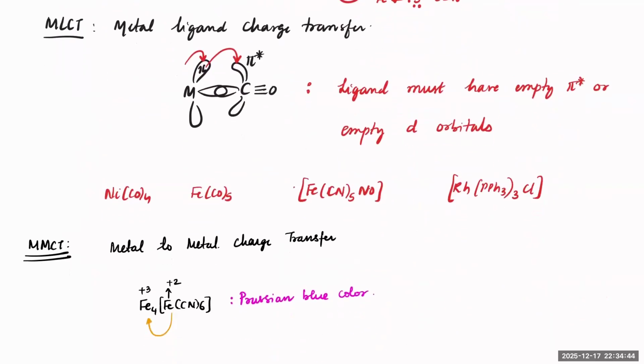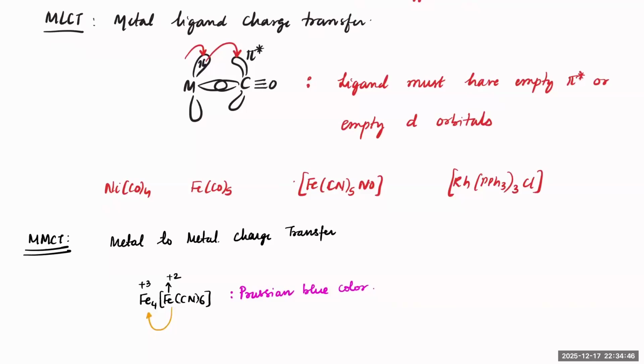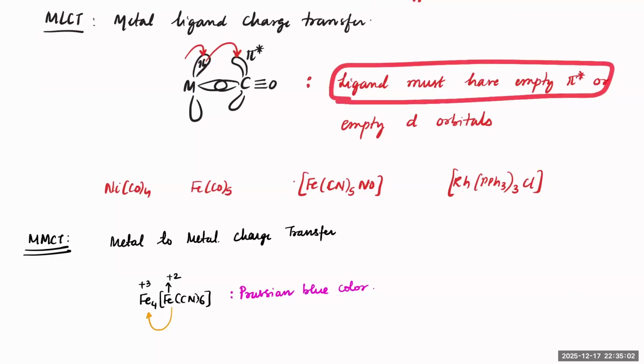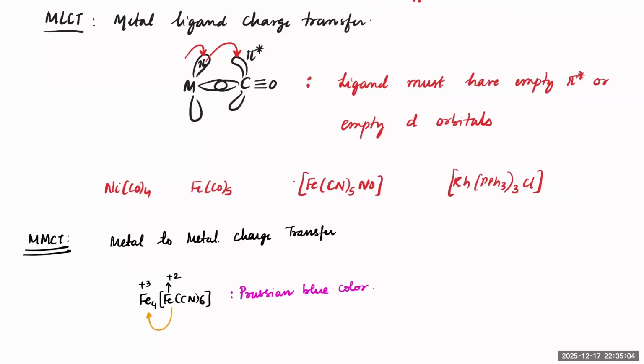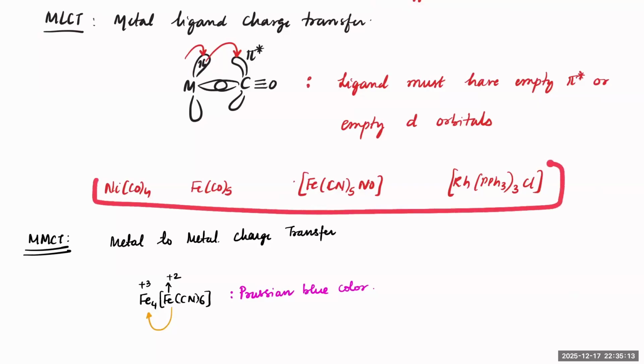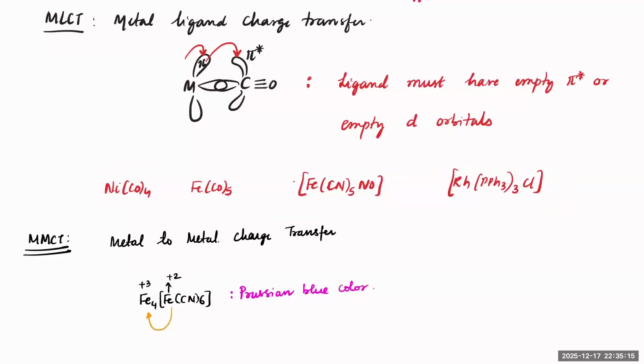The charge transfer can also occur the other way around, that is metal to ligand charge transfer. The electrons present in the metal are moving towards the ligand. In such a case, the ligand must have an empty pi star orbital or empty d orbital. These are such examples where you will see MLCT happening.